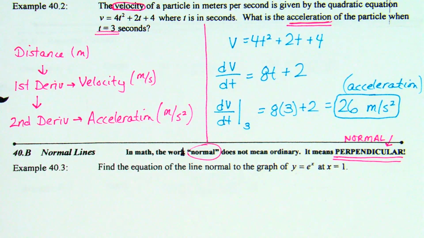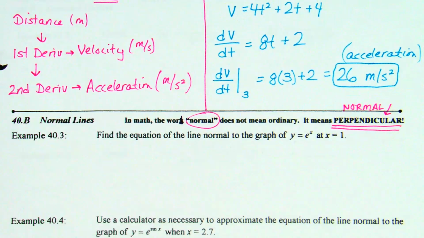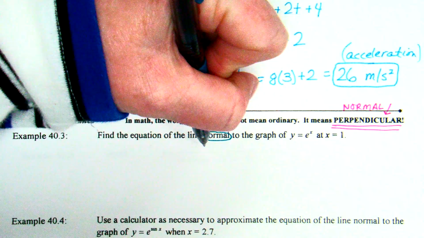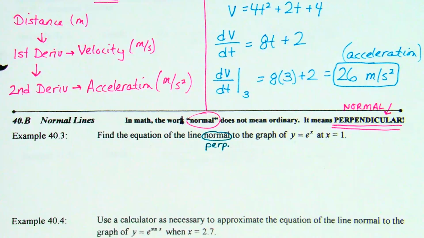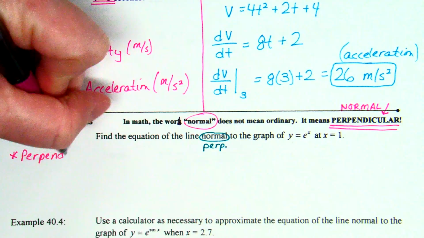Okay. So, example 3. Find the equation of the line normal to the graph of y equals e to the x at x equals 1. So, what are they asking me? Find the line that's perpendicular to y equals e to the x. They said normal. Basically, they're saying find the equation of the perpendicular line. What do we know about perpendicular lines? They cross. Okay, so they cross at a right angle. And what about their slopes?